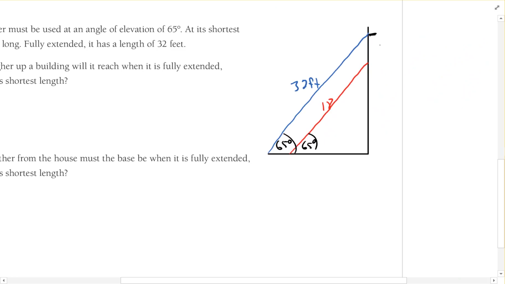Now it just says how much higher up the building will one reach than the other. So we're looking for this, right? The difference between those two. So we just need to find this for both of them. So let's start out by finding the red triangle one.